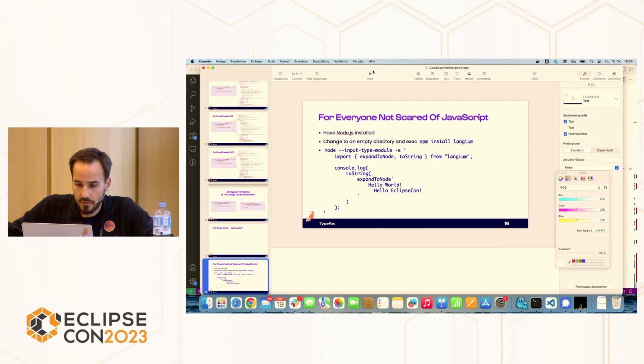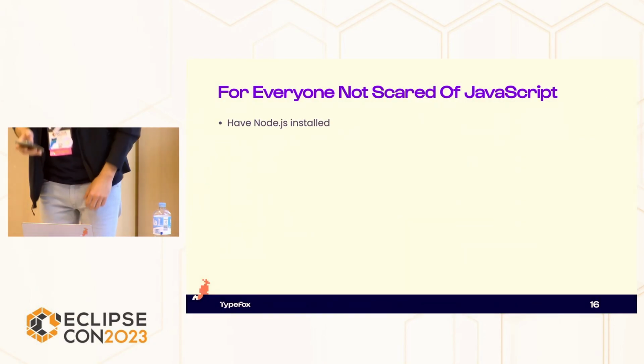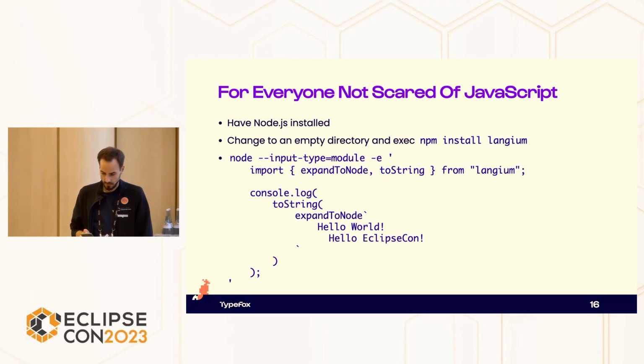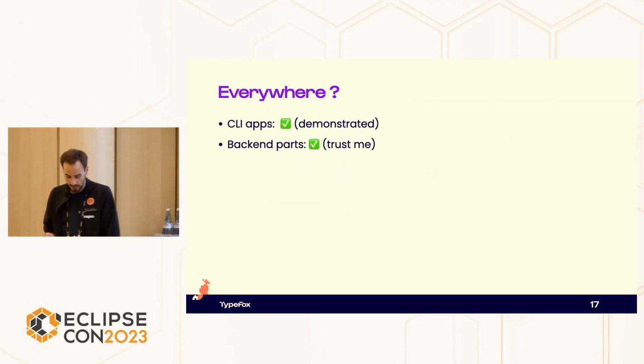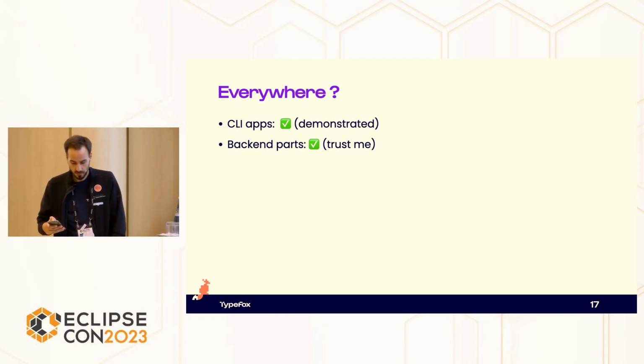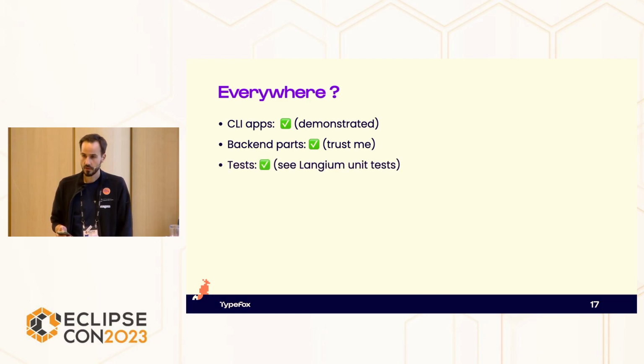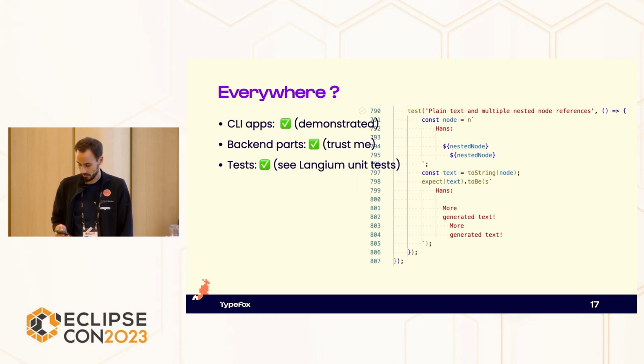Back to the slide. The next statement was like, everywhere? Really? Okay, for CLI apps, we just have seen it. For backend parts, it's working as well, trust me. A very important application for me is during unit tests. And I have brought one here.